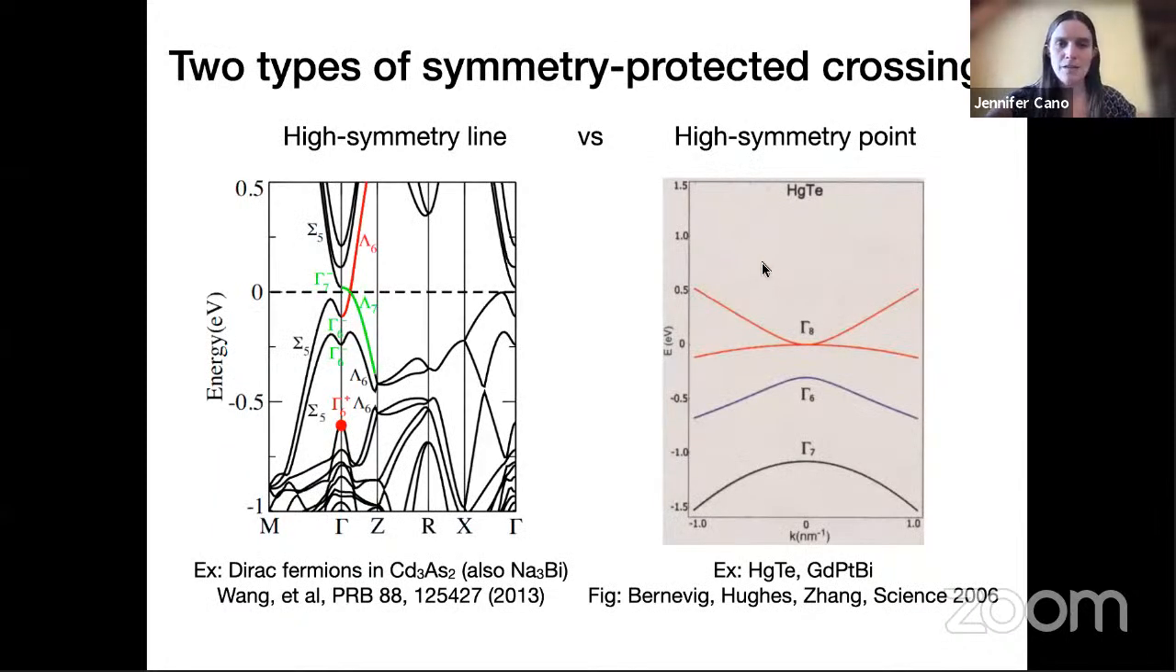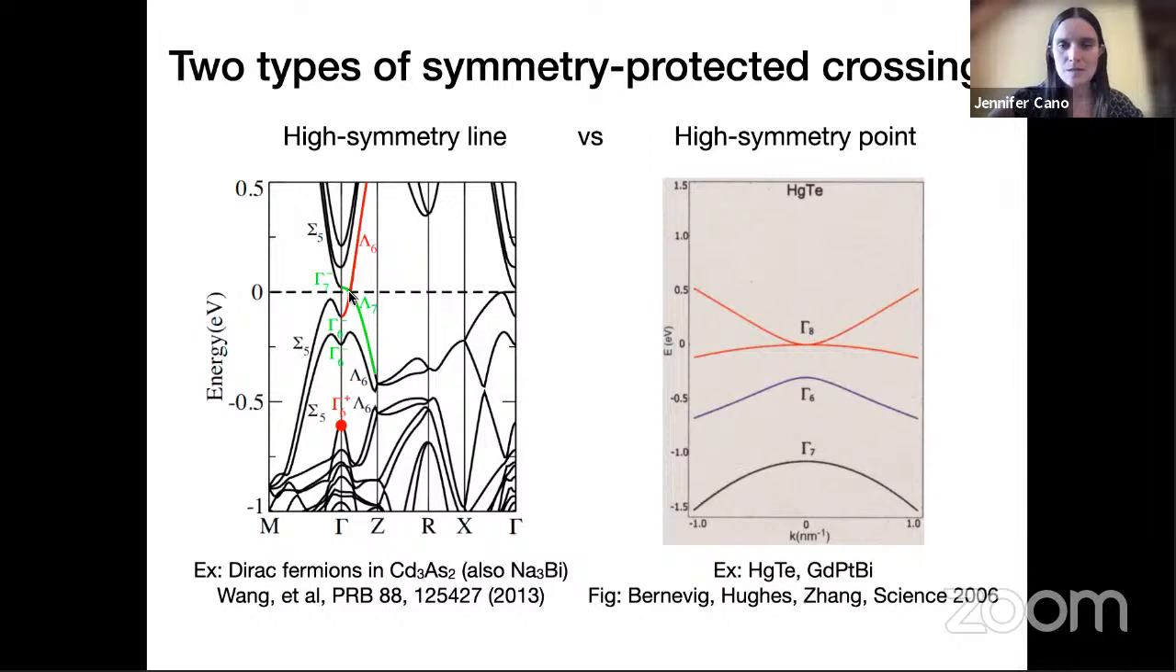So I talked about Weyl and Dirac points. I want to make this distinction, which I said in answer to a question earlier. Dirac points are crossings along some high symmetry line. So it's when different IREPs cross each other. That's what this is: red is one IREP, green is another. When they cross, it's protected by symmetry.